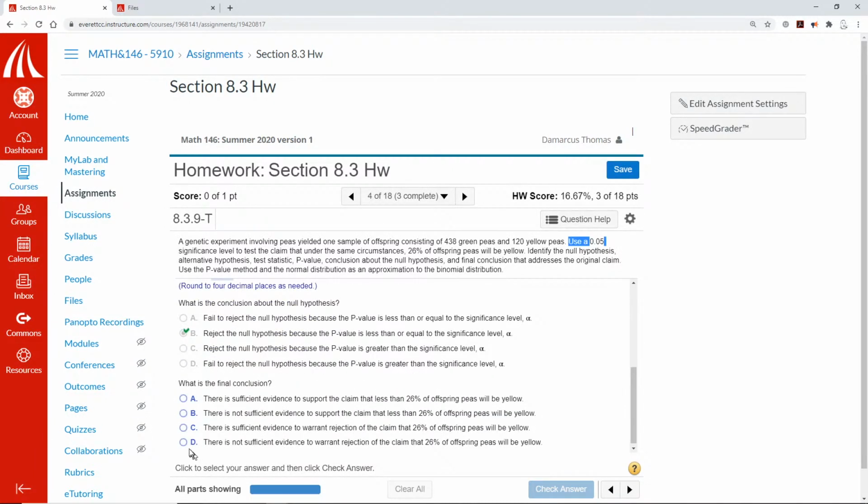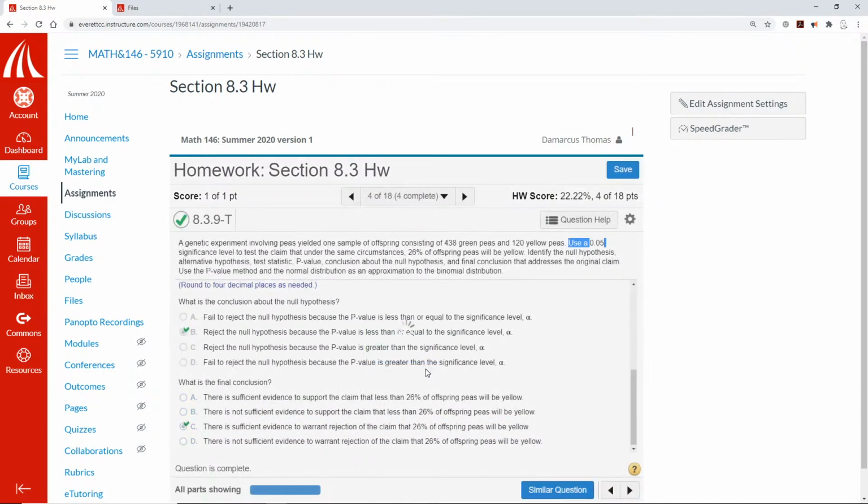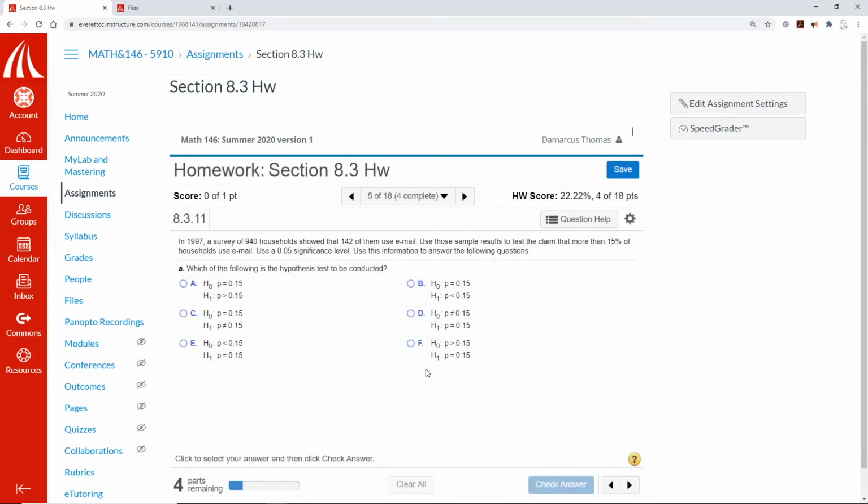What is the final conclusion? There is sufficient evidence to warrant the rejection of the claim that 26% of offsprings will be yellow, or there is sufficient evidence to support the claim. So we're going to go with C. We have to reject this, and the null was the particular claim, and that's the end of that. So they're all kind of similar, just different contexts.